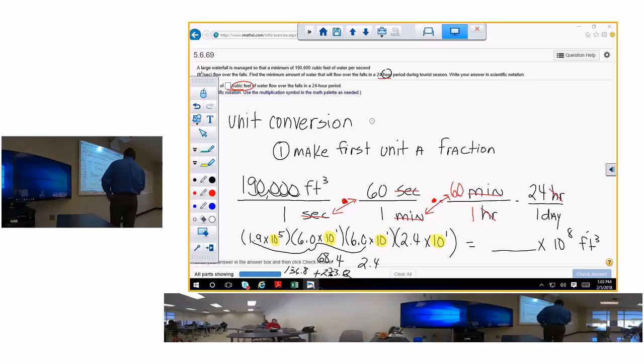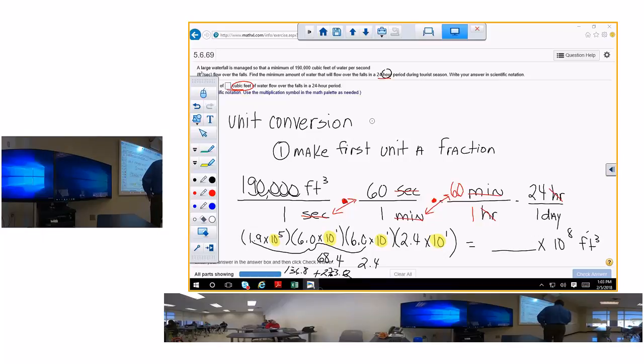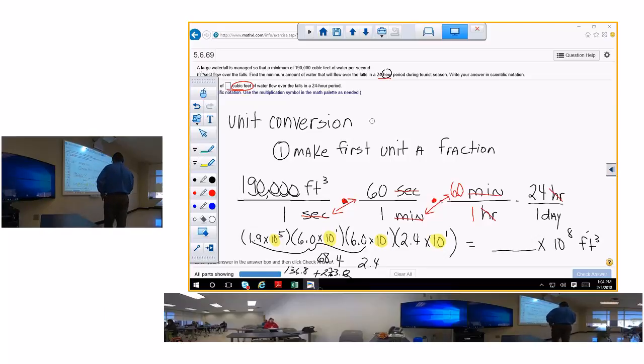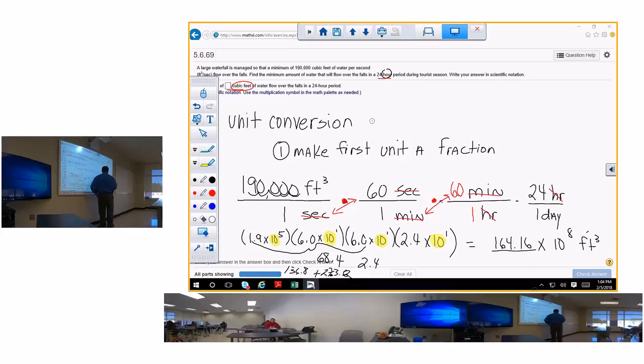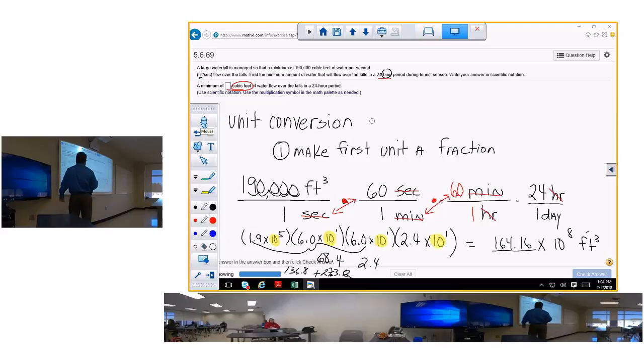So that's going to be 160. What's 7 plus 6? 3. 164. Somebody check my math. Is it 160? Is it 164? Multiply 68.4 times 2.4. What do you get? 164. Okay, I was a little bit off. Is it in scientific notation? No. Does it ask for scientific notation? I think it does, doesn't it? Okay, so we got to change it.